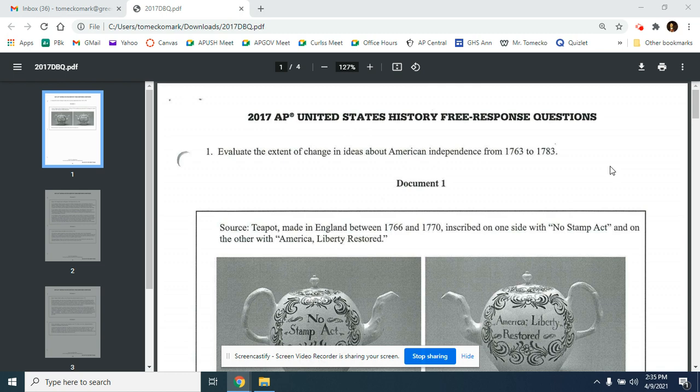So the question reads, evaluate the extent of change, okay? How much change? Well, change in what? Change in ideas about American independence. So what they're asking you here is, what were Americans, colonists, what were their thoughts? What were their ideas about declaring independence from Great Britain? And how did those ideas change over this time period?